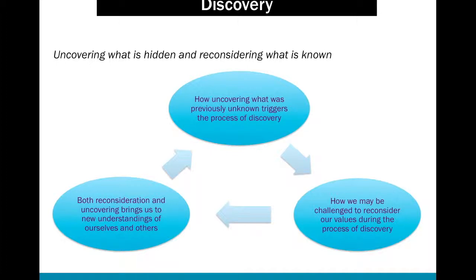So, for example, if it was uncovering what is hidden and reconsidering what is known, your first paragraph might be something like how uncovering what was previously unknown triggers the process of discovery, followed by a paragraph on how we may be challenged to reconsider our values during the process of discovery. And the third paragraph might be on how both reconsideration and uncovering bring us to new understandings of ourselves and others.